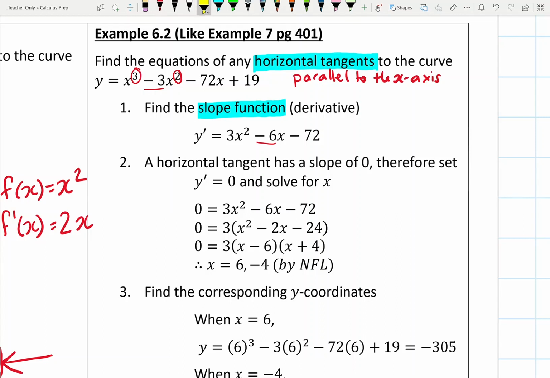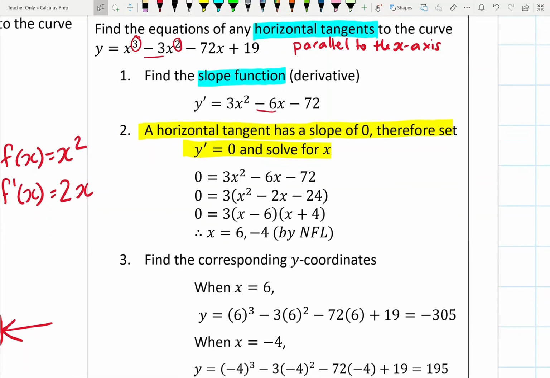The next piece of information is probably the most important part in this: the horizontal tangent, or the tangent that's parallel to the x-axis, has a slope of 0. So therefore we set the derivative to 0 and solve for x. You can see that the derivative is a quadratic. When we've set it equal to 0, we can factorize it and solve for x.